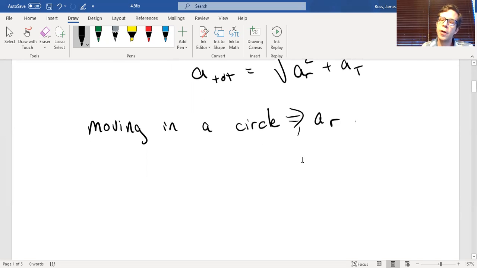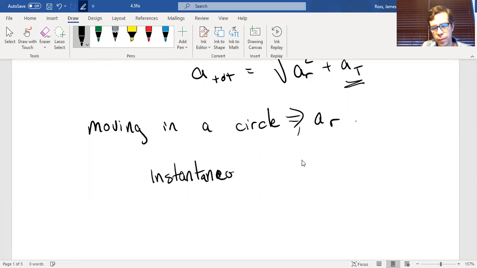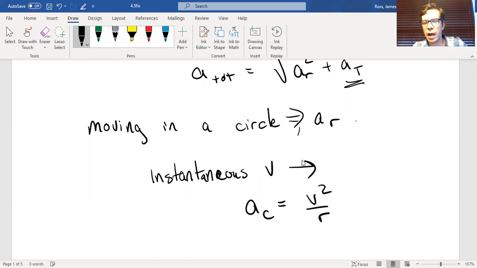So we're no longer talking about uniform circular motion because we have a tangential acceleration. We're not moving at constant speed. It's no longer uniform. But we can use the instantaneous velocity to figure out what the centripetal acceleration is instantaneously. And it's the same.